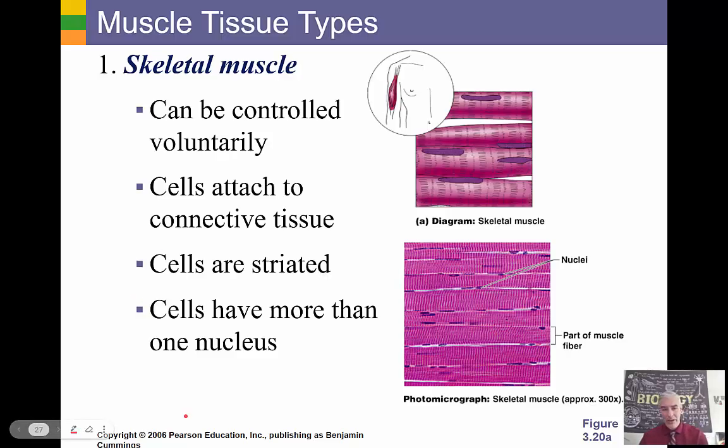That's what voluntary means. They also have more than one nuclei per cell, because they're a bunch of fused cells that eventually become one giant cell. You can see these nuclei here, and they're always very parallel, usually. So you'll see them running kind of in straight lines with those striations.